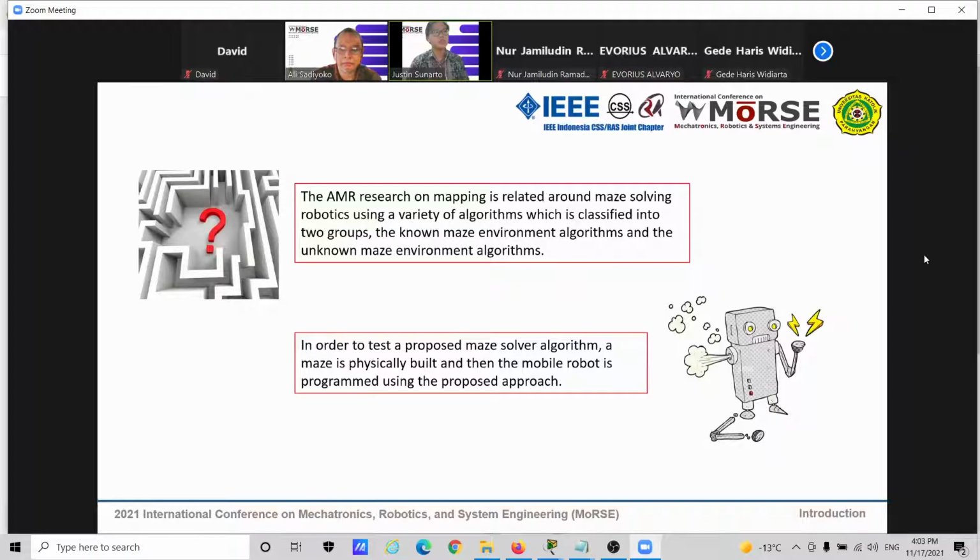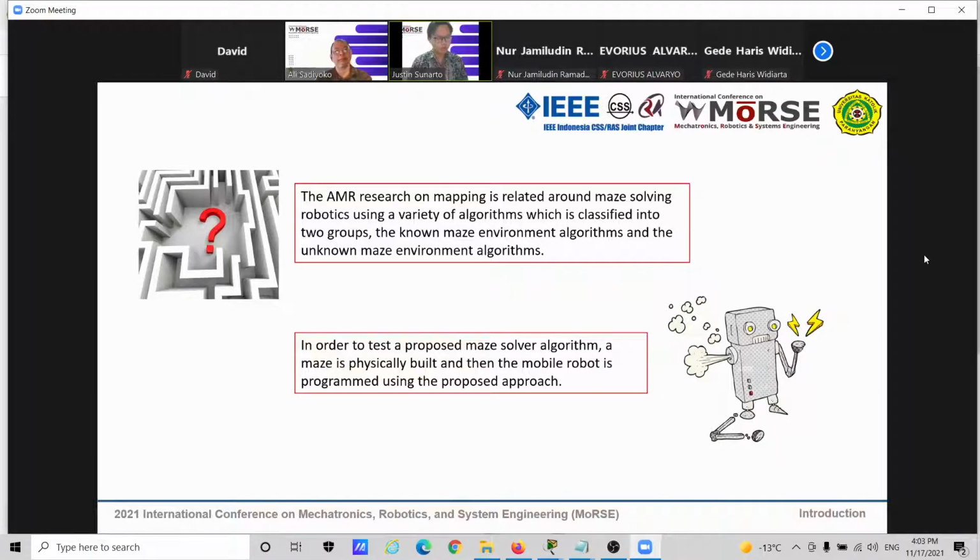The AMR research on mapping is related around maze solving robotics using a variety of algorithms, which are classified into 2 groups. The first group is the known maze environment algorithms, and the second group is the unknown maze environment algorithms. In order to test the proposed maze solver algorithms, a maze is physically built and the mobile robot is programmed using the proposed approach.